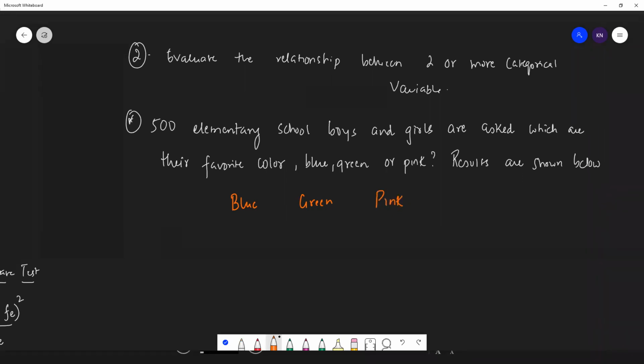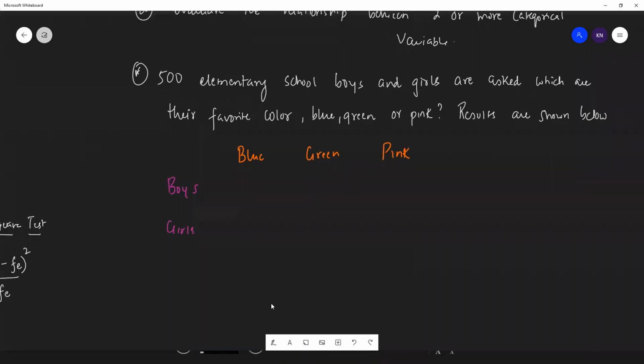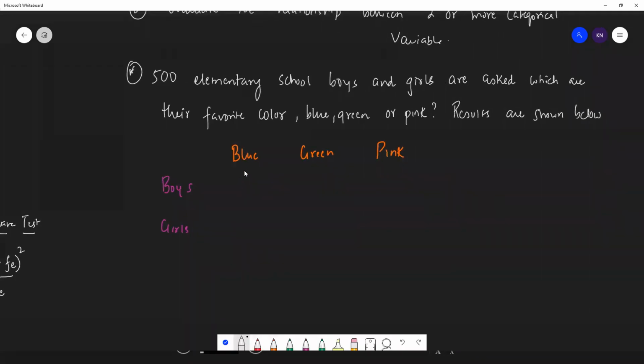And this is with respect to boys and girls. Okay, let's see your common sense. Blue will be selected by many boys or girls? Many people are saying boys. Okay, you are absolutely right. So this is 100, this is 20.